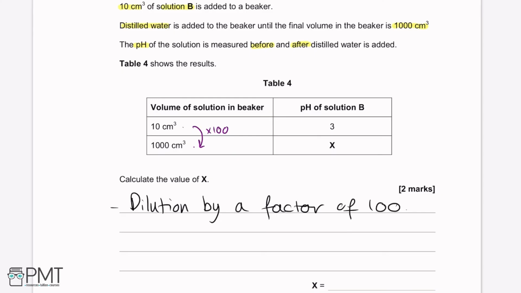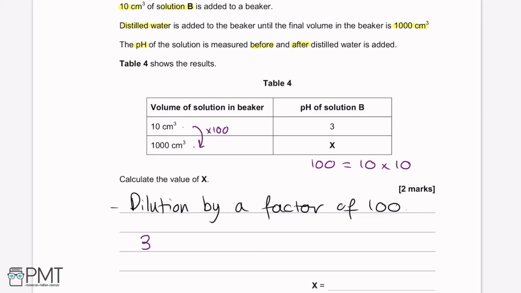Okay, now we need to recall that when we dilute a solution by a factor of 10, we will see a pH change of 1. Now, 100 is 10 times 10. Okay, so essentially we've diluted it by a factor of 10 once, and then diluted it by a factor of 10 again. So essentially, we start off with a pH of 3.